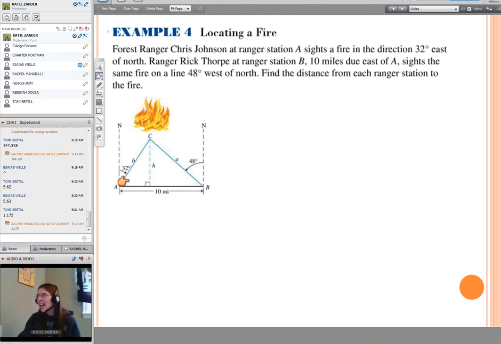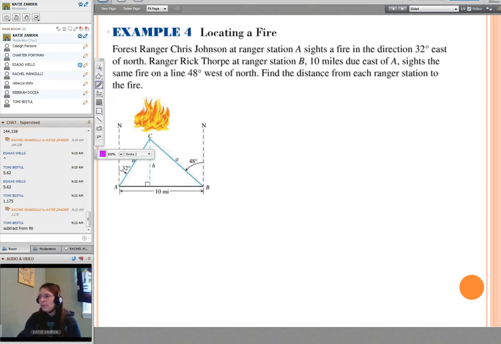How are we going to find angle A and angle B in this picture? Yeah, just subtract from 90 degrees because together these are going to make a right angle. So let's start with angle A.